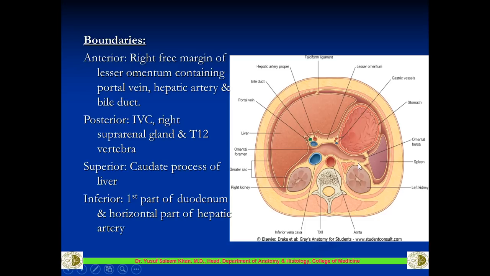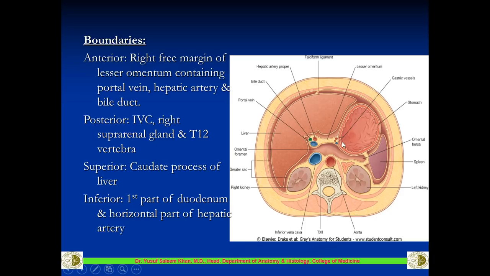So if there is any blockage at this epiploic foramen, or if there is internal strangulation within this because of the internal hernia in the epiploic foramen, then it cannot be opened up because of all the structures which are around, anterior, posterior, superior, as well as inferior. So you should be very careful when you are operating on this epiploic foramen. So this is the importance of this epiploic foramen.